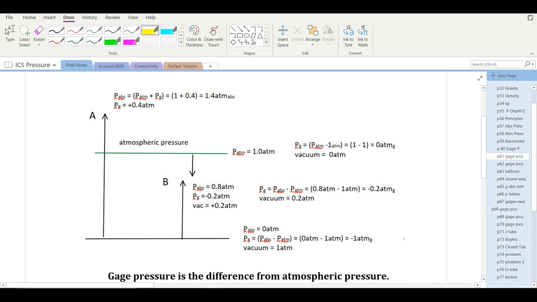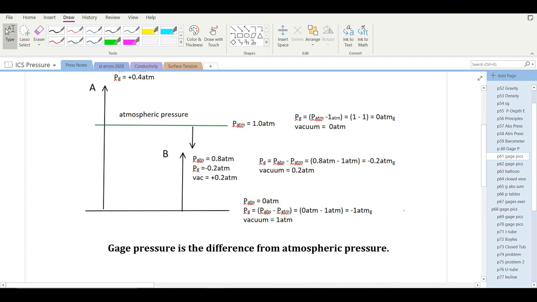At atmospheric pressure, the gauge pressure would be atmospheric pressure minus one atmosphere. It would read zero. In other words, if you had your gauge pressure gauge, your tire pressure gauge, at atmospheric pressure, it reads zero, because gauge pressure is atmospheric minus one. Now, there's no vacuum at atmospheric pressure.